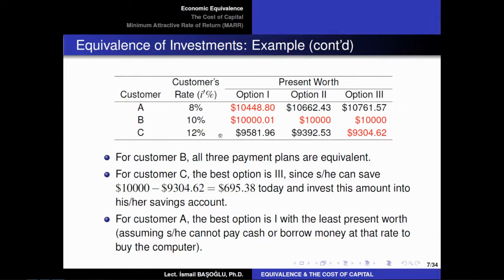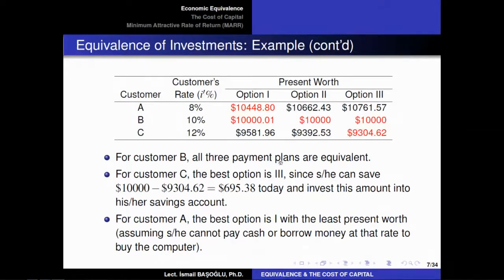For example, if the assumed interest rate by the customer is also 10%, then all these 3 options are just going to be the same for that customer as well. However, if the assumed interest rate by the customer is 8%, this customer would definitely prefer option 1. And if the assumed interest rate is larger than 10%, then this customer would prefer option 3. Okay, so there are 3 different customers. The customers may have different interest rates assumed, and dependent on that, different payment plans can be preferable.